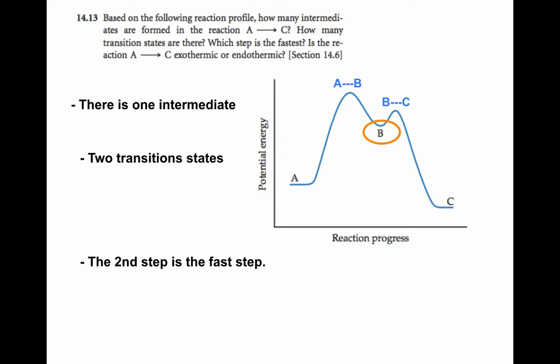The second step is the fastest. It has the lowest hump. So the smaller the hump, the smaller the activation energy, the quicker the reaction. So the slow step in this reaction is the first one.